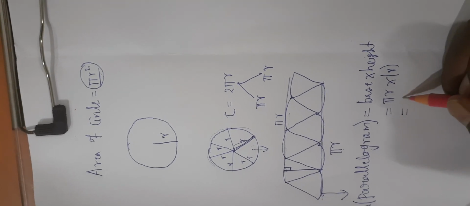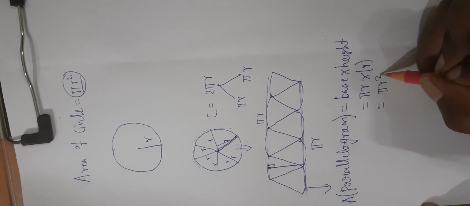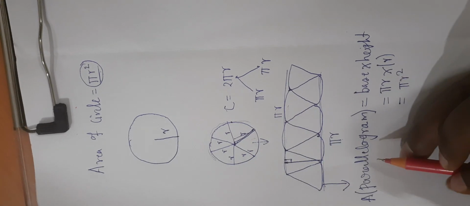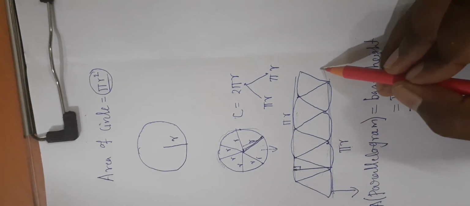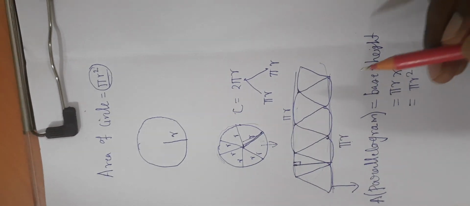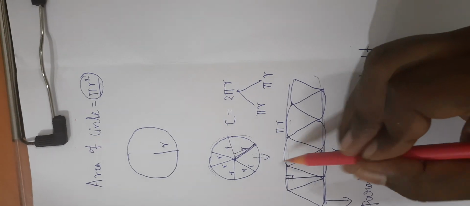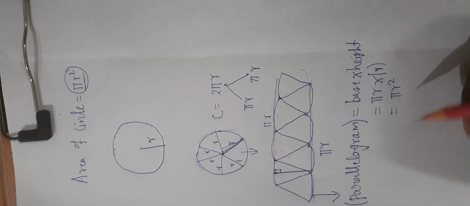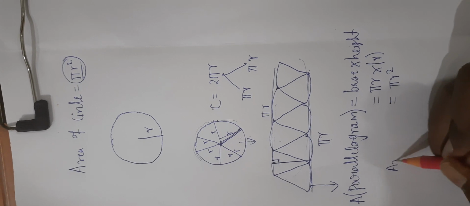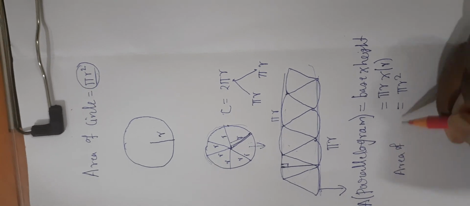So what are we getting? Pi r square. But this parallelogram is exactly obtained from this circle. That means these two areas must be the same. Therefore this area of parallelogram is nothing but area of circle.